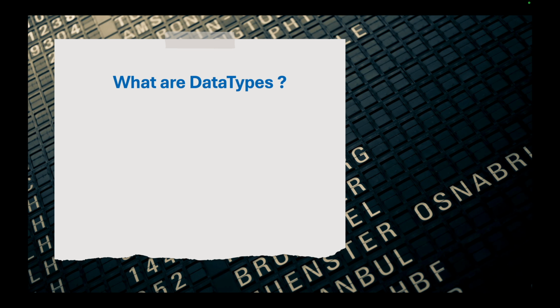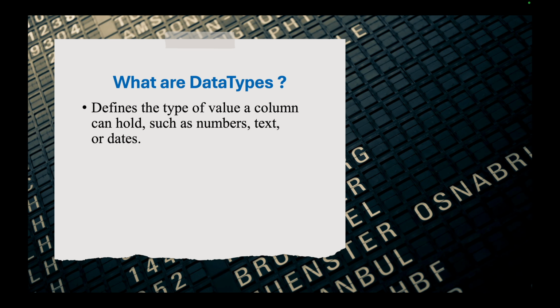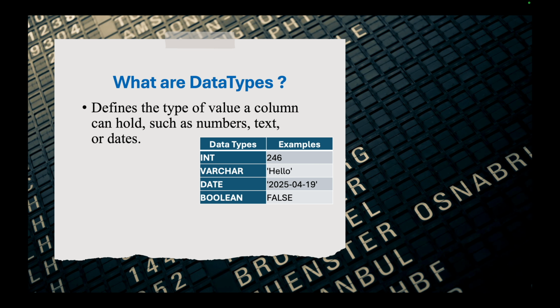So what are data types? Data types define the type of a value a column can hold, such as numbers, text, or dates. Therefore, as shown in this example, while creating a database table, we must define the type of data that will be stored in a column of our table.